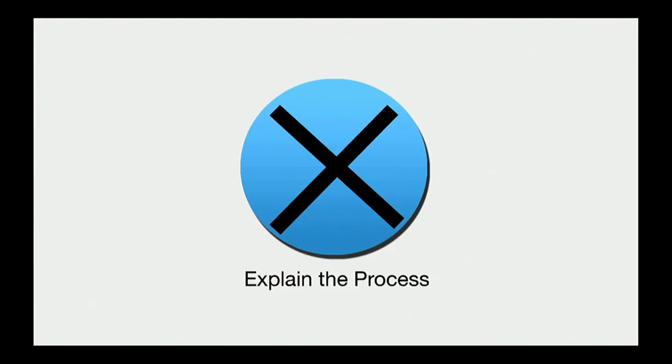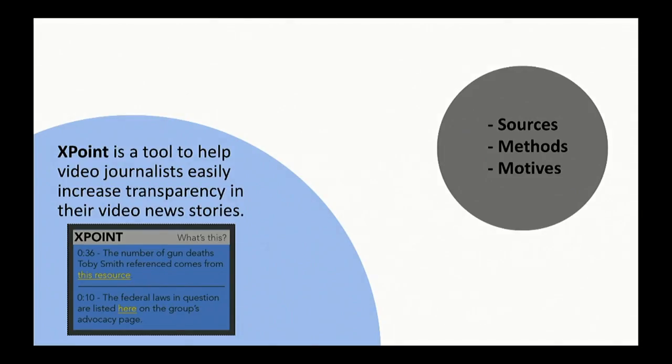So these are a few national examples of this relationship, but this is happening on a local level across the nation, which is where our product, XPoint, comes in. XPoint is a tool to help video journalists easily increase transparency in their video news stories.